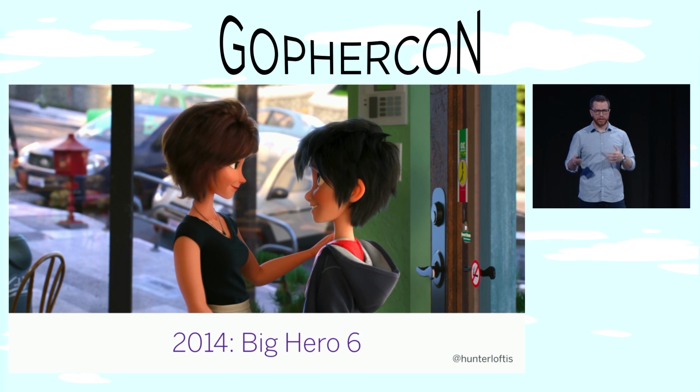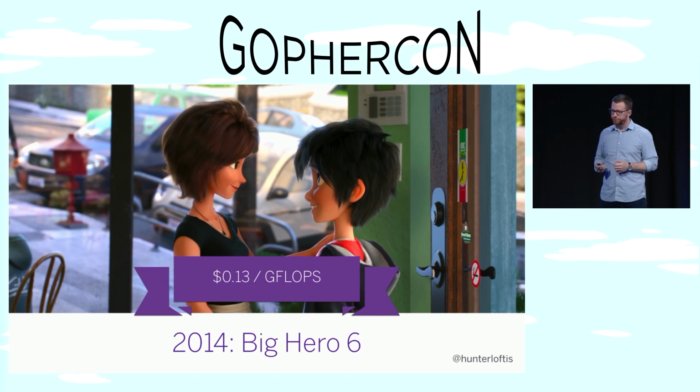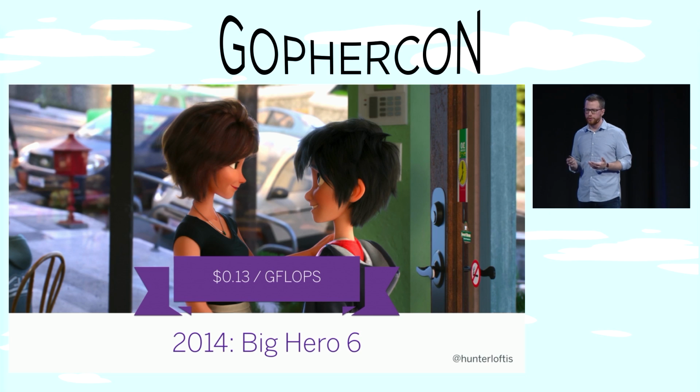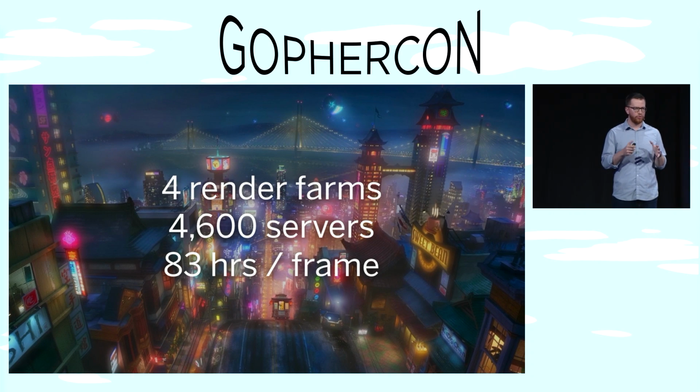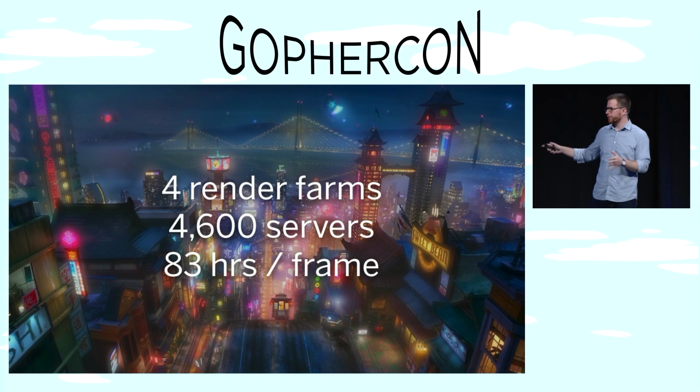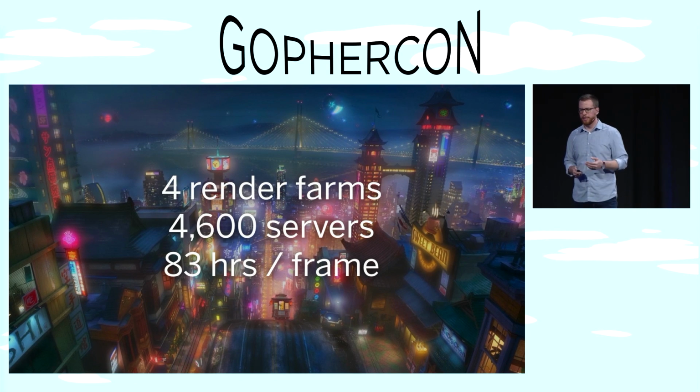And to do that, it took an incredible amount of computing resources. So it's a good thing that by that time, you could get a gigaflop for 13 cents, right? This allowed them to render the city of San Francisco with incredible detail. It took 4 render farms, 46,000 servers, and still took an average of 83 hours to render every single frame. They're distributed between San Francisco and Los Angeles with, I think, 3 farms in LA and 1 in SF. Together, over a period of 2 years, they pumped out this beautiful movie, taking advantage of the leaps and bounds we've taken in CPU.